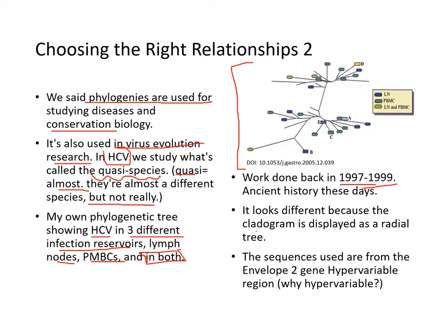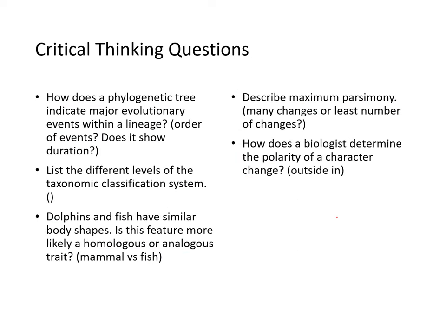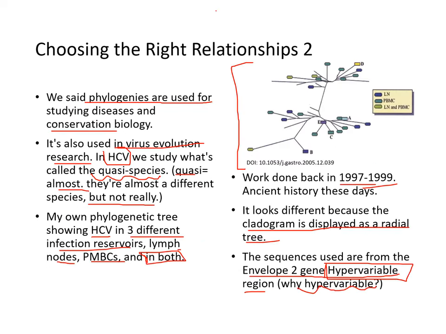And it looks different because the cladogram is displayed as a radial tree. It's a different way of displaying phylogeny trees. The sequences we used are from the envelope gene and the hypervariable regions. Why would it be hypervariable? Why did we make vaccines using the spike protein for SARS-CoV-2? Because that's the region that varies the most. And this is how viruses escape the immune system. You know what? We'll leave it there.